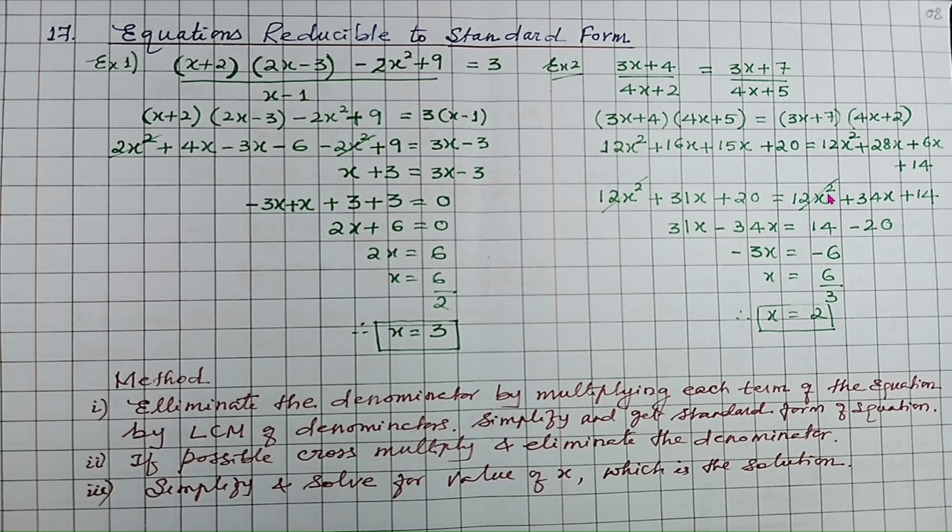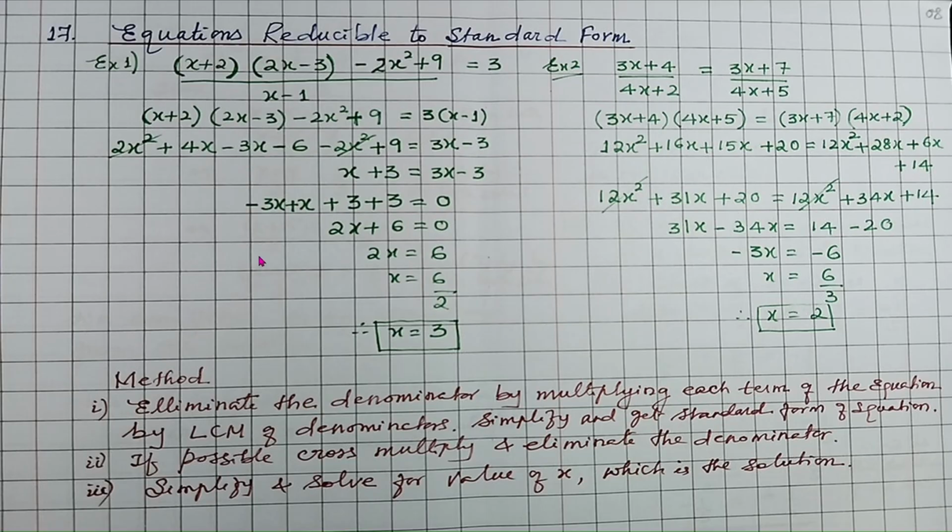Now 12x square cancels because the same term is there on the LHS and RHS, we can cancel it. Then we have 31x, then minus 34x, that means 34x is brought to the left, so we have minus 34x. Then we have 14, 20 can be moved to the right, that is minus 20, again by the transpose method. Now simplified, that is 31x minus 34x is minus 3x, and that is equal to minus 6, x is equal to 6 by 3, x is equal to 2. So this is how we go about solving the equation, converting it into standard form.